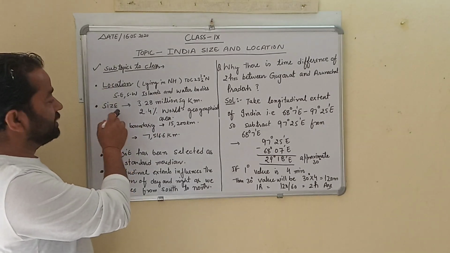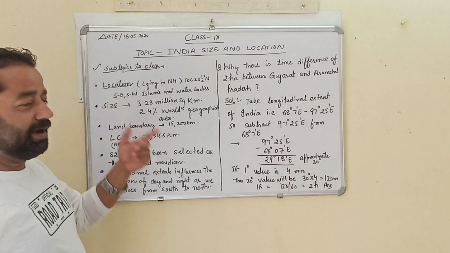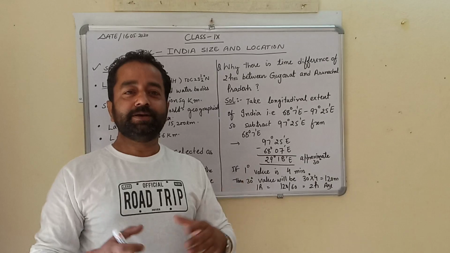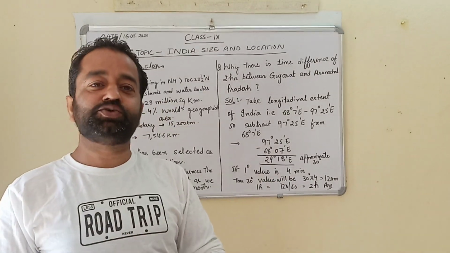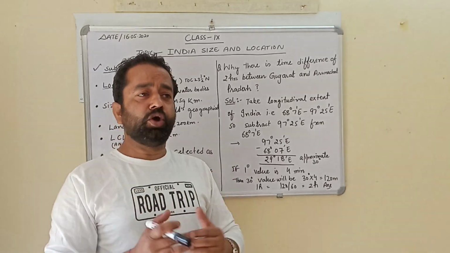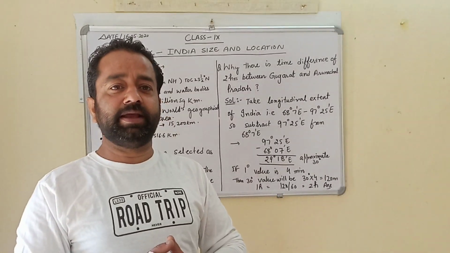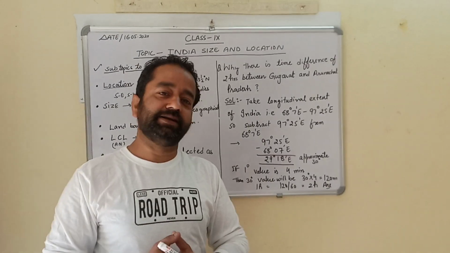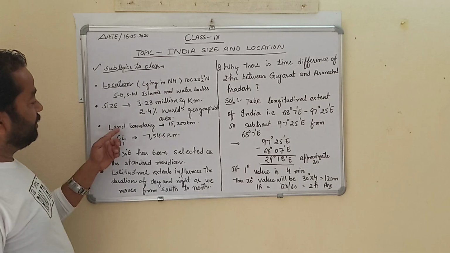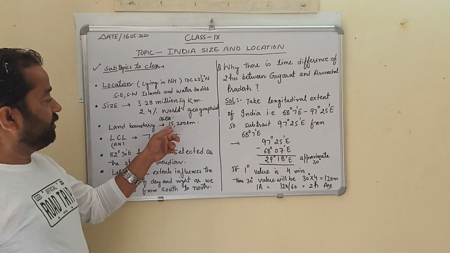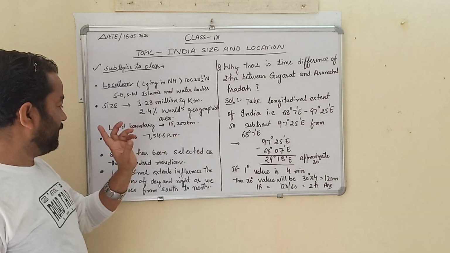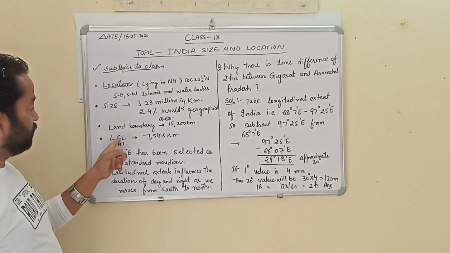And the next subtopic is size. India's size means its geographical area. India's geographical area is 3.28 million square kilometer, and its contribution in the world's geographical area is just 2.4%. Alright. Then India's land boundary length is 15,200 kilometer. Then the length of the coastline.